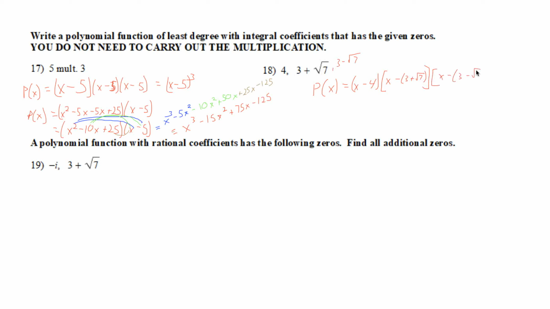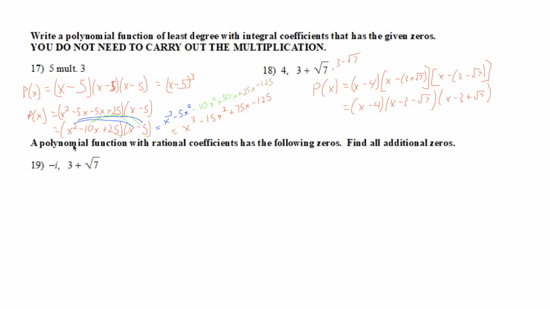So this should be cleaned up a little bit. Again, in all caps, you do not need to carry out the multiplication. You most certainly could if you wanted to, but you don't need to. So this would be x minus 3 minus root 7. And this would be x minus 3 plus root 7 because we distributed those negatives. And when you multiply these, I actually would multiply the last two first, like distributing the x to everything, then distributing the negative 3 to all 3 terms, and then distributing the root 7. Get that answer and multiply it by here. But you don't need to carry that out.